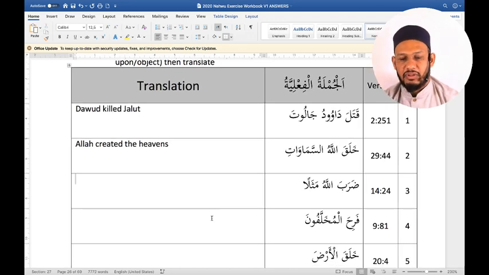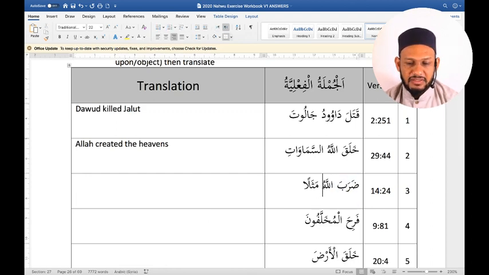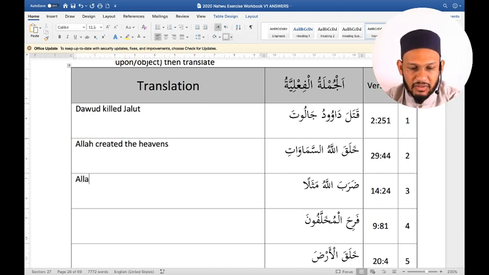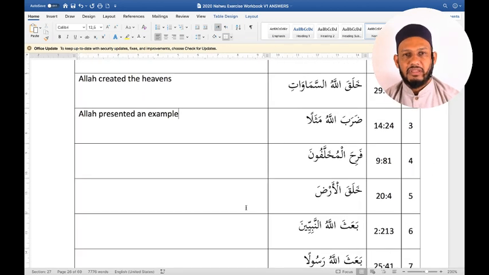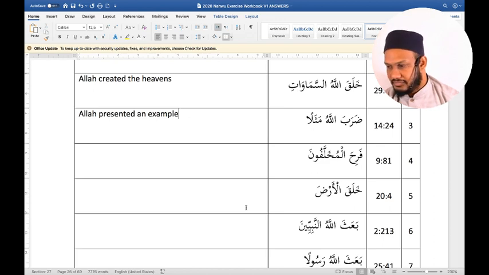Number 3. ضرب الله مثلا. Daraba means to present, to strike, means to hit actually. But when you use daraba with the word mathal, it means to put forward or to present. So daraba, who presented, and I can see the fa'il is Allah. Therefore Allah presented an example. If it had to be Allah presented the example, it would have been daraballahu al-mathala. But here Allah presented an example, or set forth his example is fine as well.